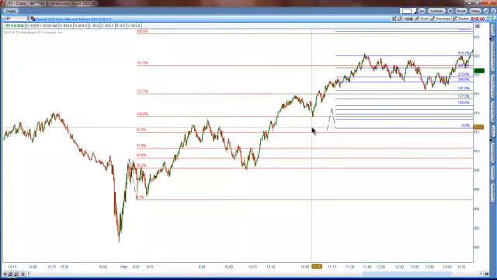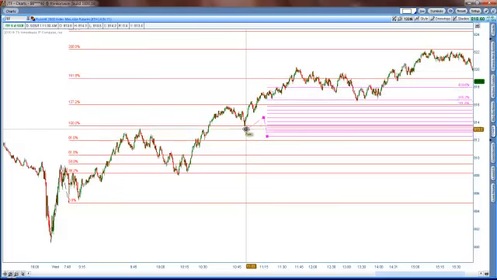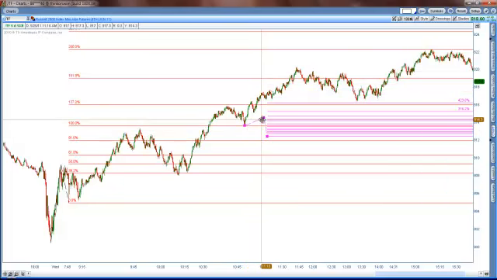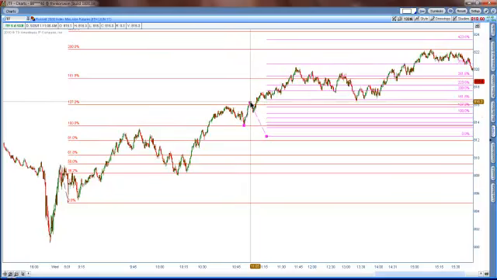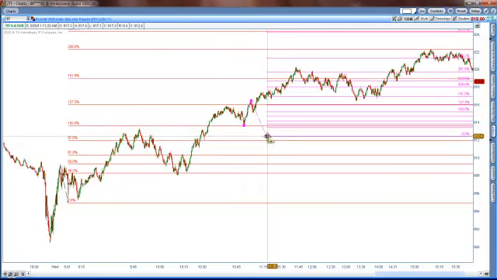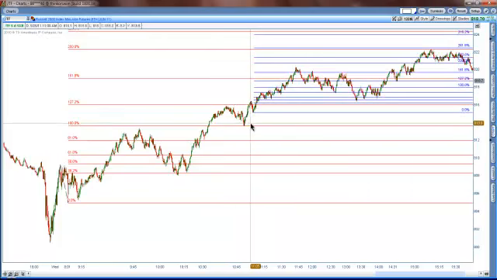Any move has to be confirmed by the market internals. Without the market internals, that's the engine that drives the market, the move is not going to happen. So here we go, another small correction. I like to continue moving my Fibonacci projections up, measuring each successive wave. That's what we're doing here.